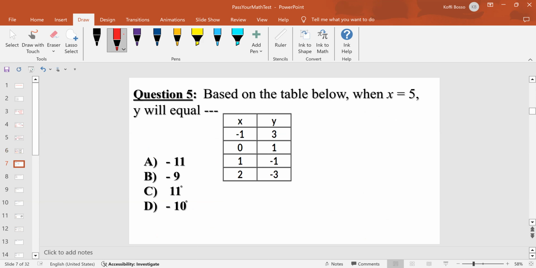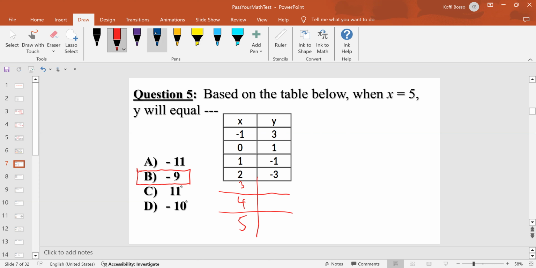Question number 5. Based on the table below, when x is 5, y will equal... Another challenge question. I can tell you that the answer here is B. I'm going to solve this question using 2 different methods. The first method is this. In the x column, I have negative 1, 0, 1, 2, and so on, up to 5.